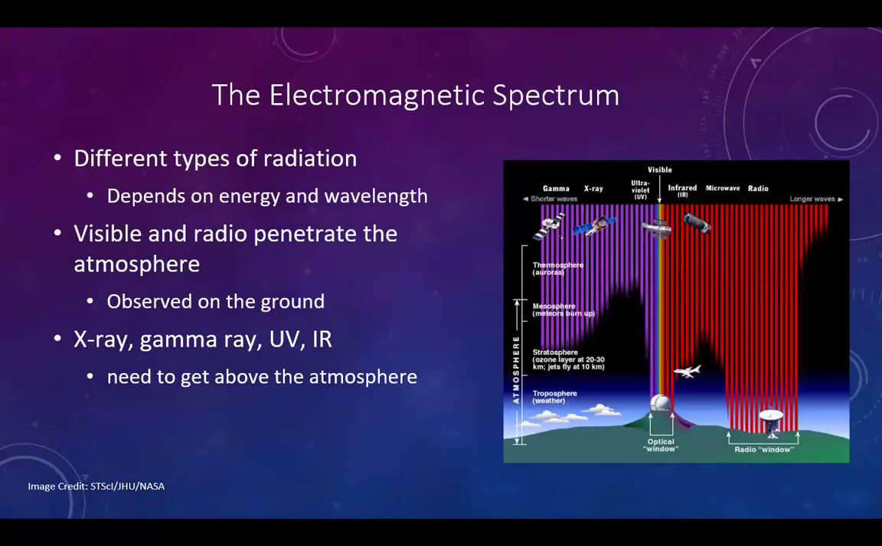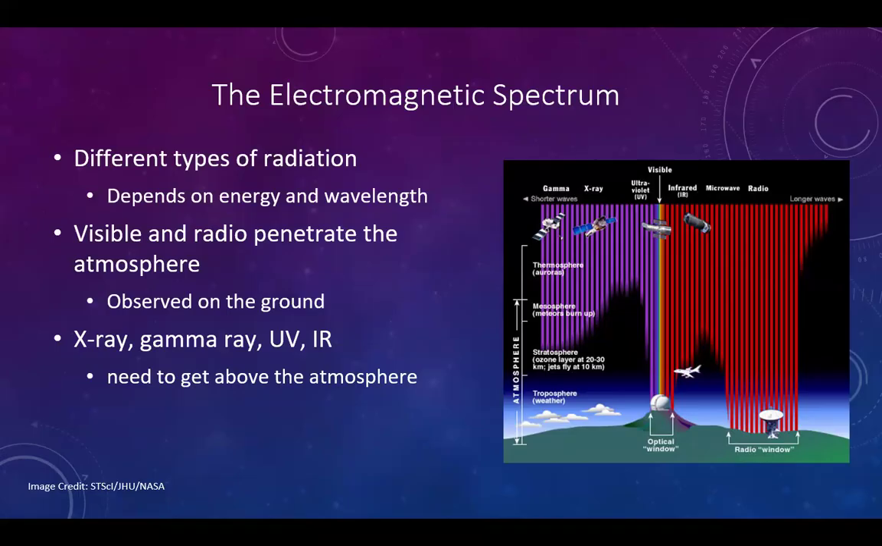And the electromagnetic spectrum covers a large range of different wavelengths. There's different types of radiation. They depend on energy and wavelength. And the different wavelengths interact with the atmosphere. So this shows what wavelengths actually make it through to the ground. And it's actually quite limited in the range that makes it through.